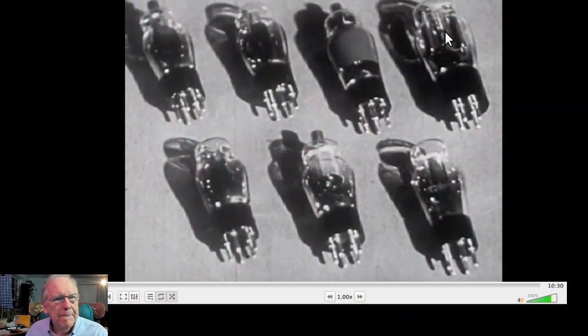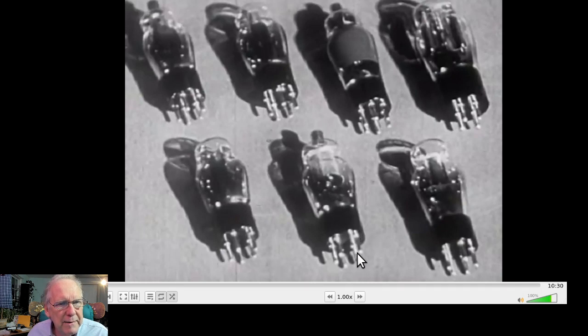Everything up until the 1960s, and even beyond that, into the 70s, TVs had tubes in them. Those are tubes. The way they work is some of these pins down here. Let me bring this up. Oh, I thought I had that up there. Sorry.